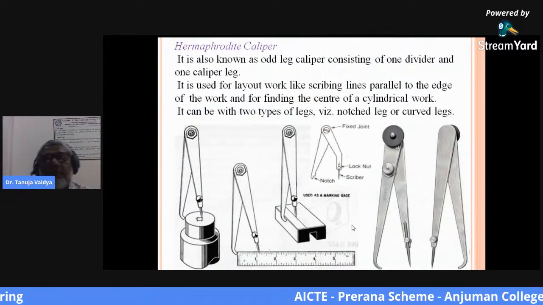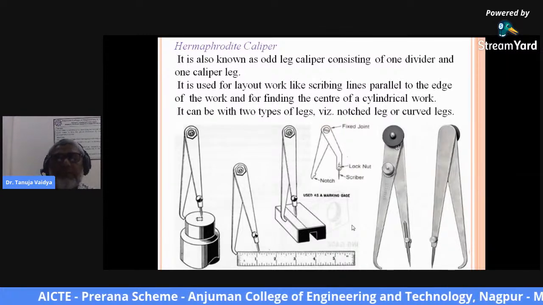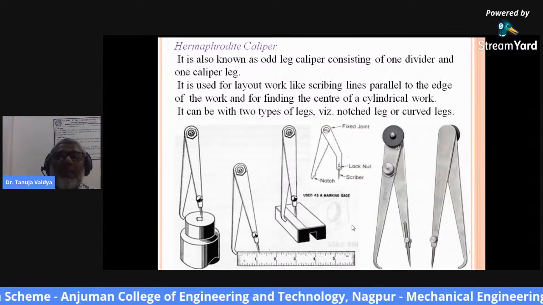Similarly, hermaphrodite calipers are also used. They are one of the most important calipers in the workshop. It is also known as an odd leg caliper.